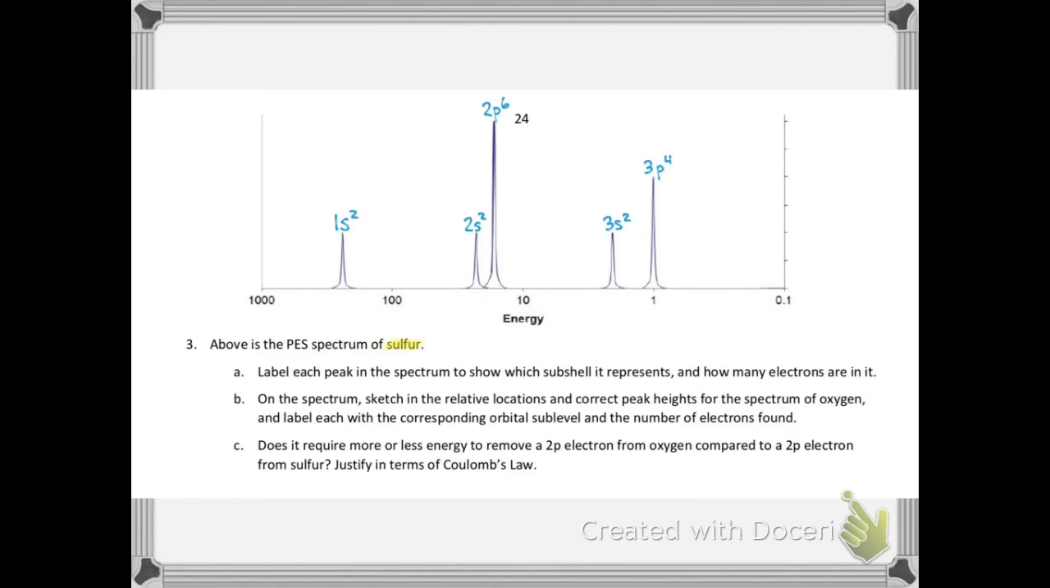So now what we're going to do, a little bit sneakier, let's add in, I'm using a different color. Let's see, for oxygen, oxygen's totally red. Why not? We're going to sketch in the relative locations and peak heights for the spectrum of oxygen. Now, you don't have to know exactly where they are but you do have to know for each peak, is it going to be at a higher energy or lower energy?